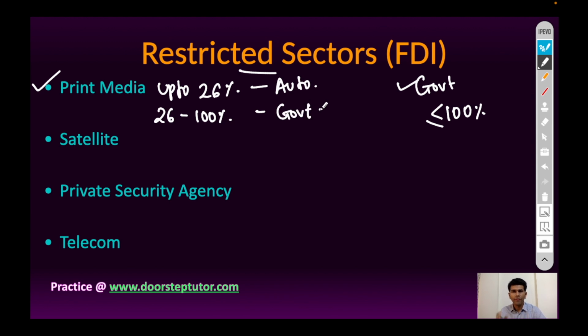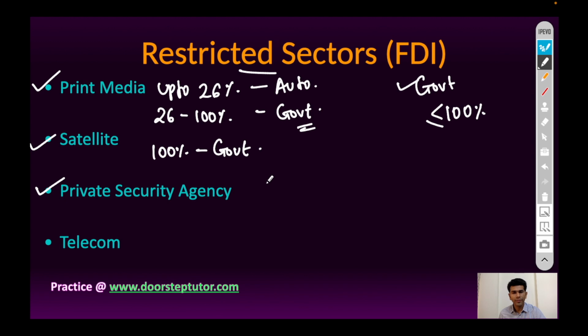It means if any foreign company wants to start print media in India, less than 26% no permission is required, but more than 26% if they want to establish the business by way of FDI, then government approval is required. Next, satellite. 100% FDI is allowed, but prior government approval is required.